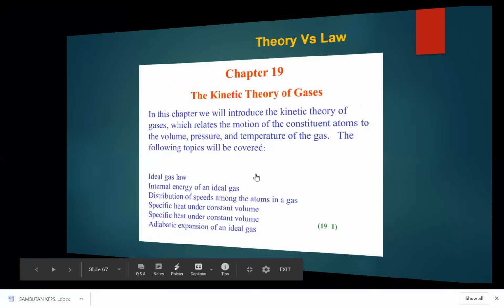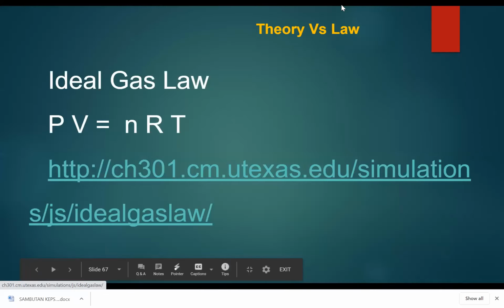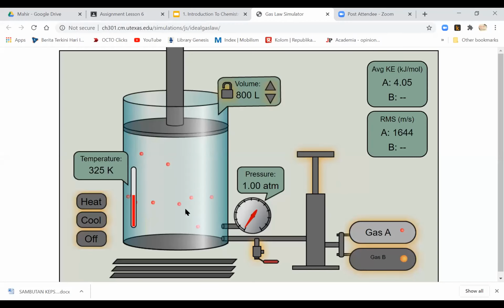Okay. So after we know the theory, now I'm going to make a connection between pressure, volume, and temperature. Now, I know that the formula is P times V equals N times R times T. I'm going to prove this formula. Now, look at the pressure and the volume. According to the formula, P times V equals N times R times T. So if the pressure is increased, what will happen to the volume?